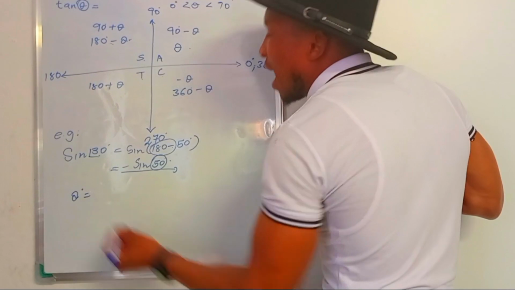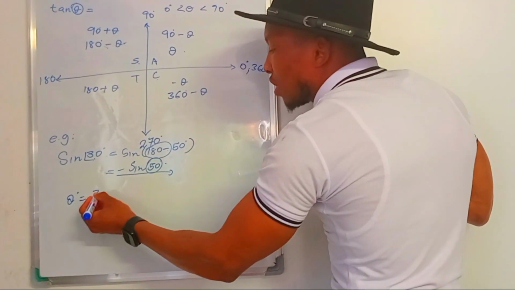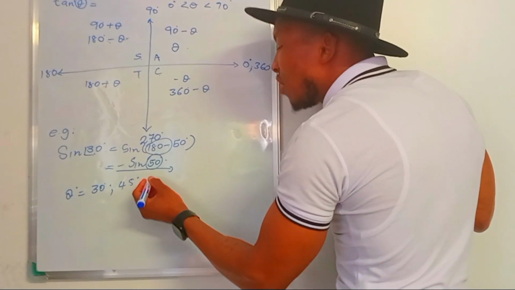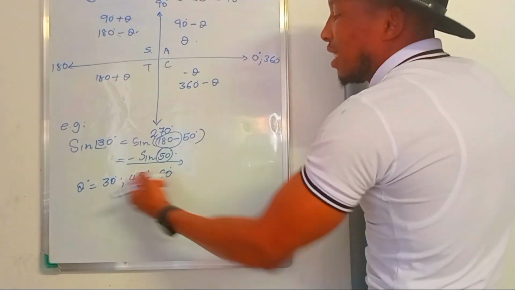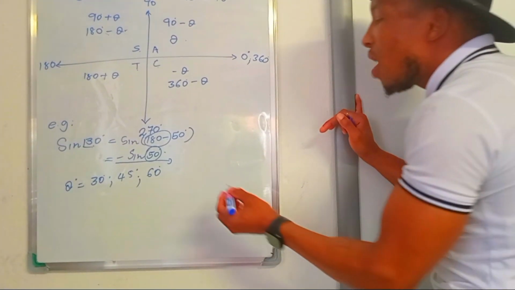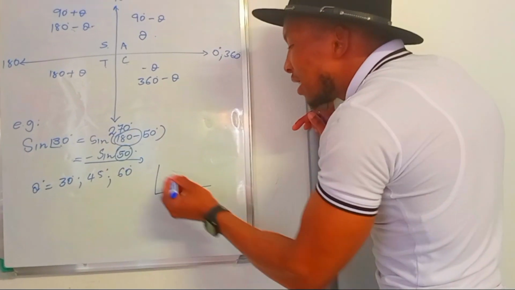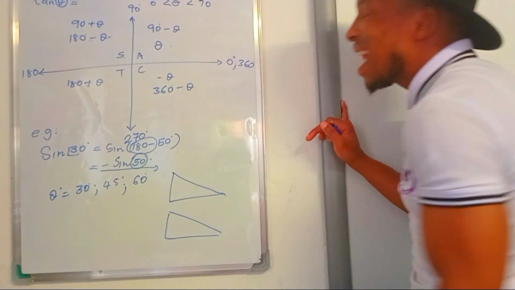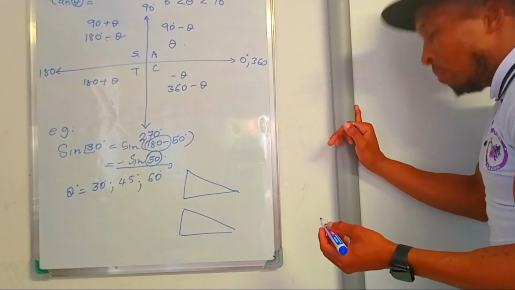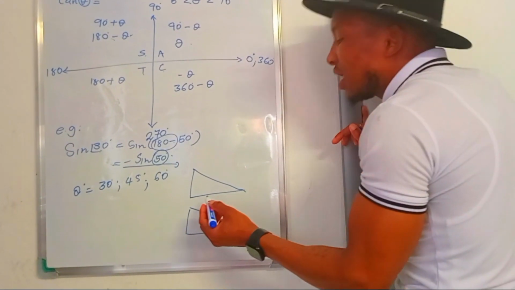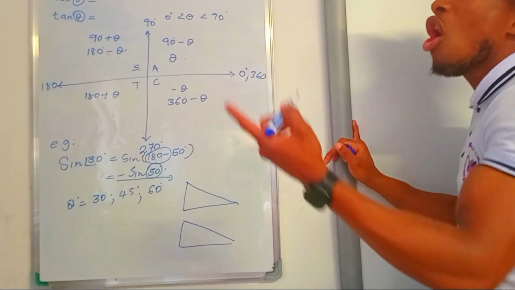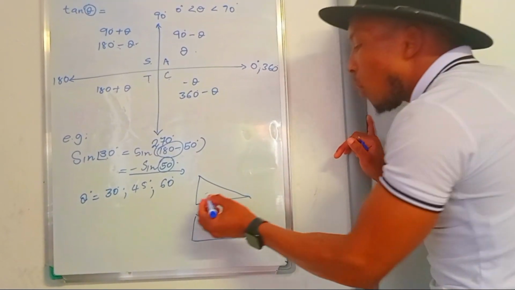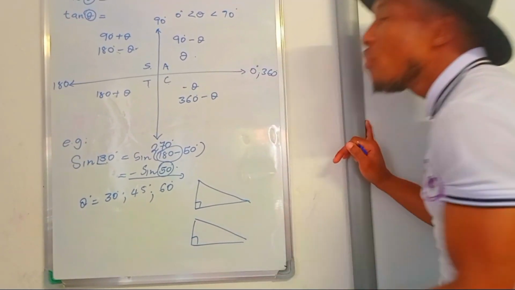The special angles in mathematics are 30 degrees, 45 degrees, and 60 degrees. For these special angles, we have two triangles. We are going to use these triangles only when we are using a compound angle, or solving trigonometry where we are proving or simplifying.